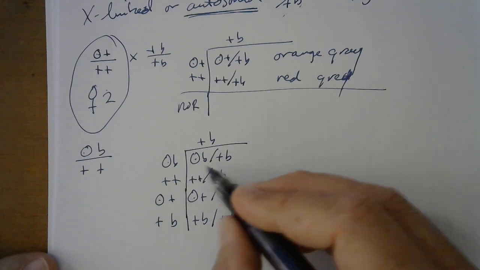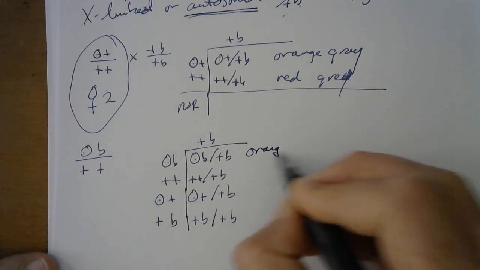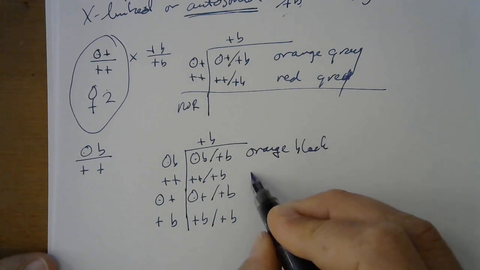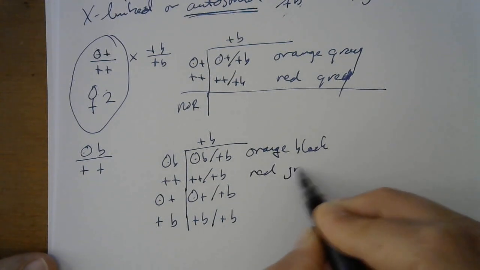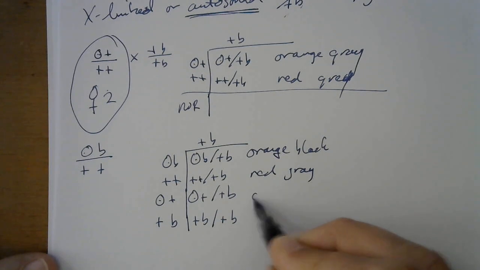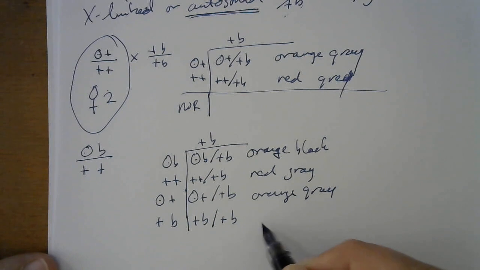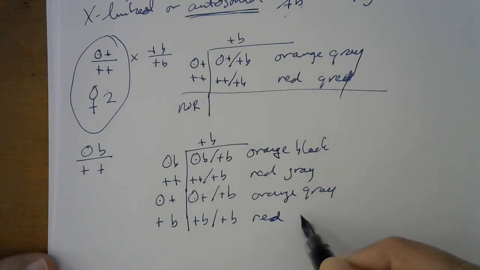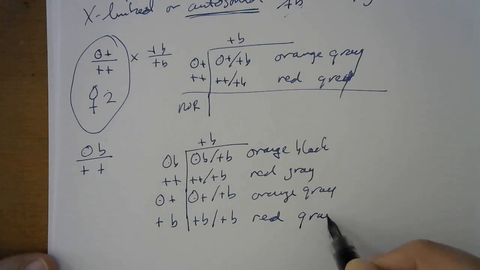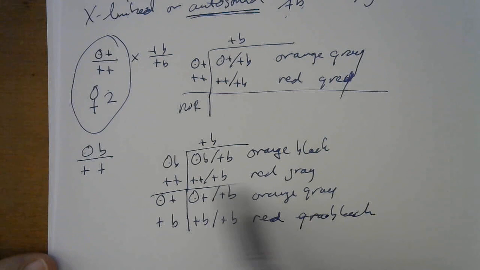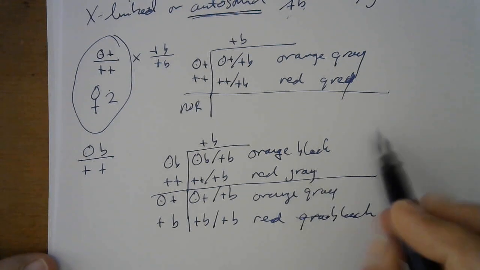So what is this going to be? This is going to be orange black. This is going to be red gray. This is going to be orange gray. And this is going to be red gray, red black. Okay, and these two are going to be more common.